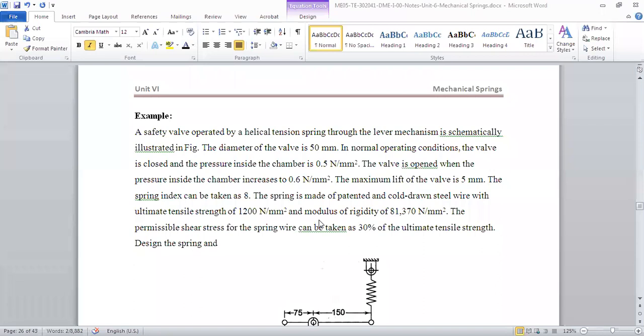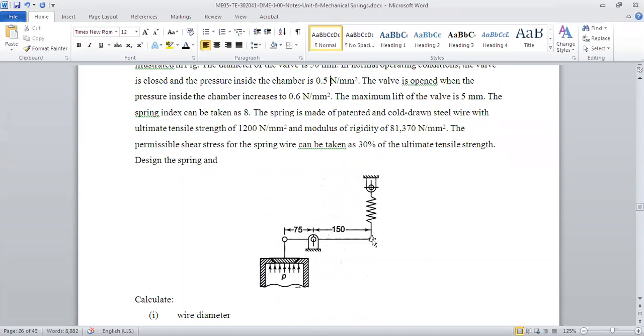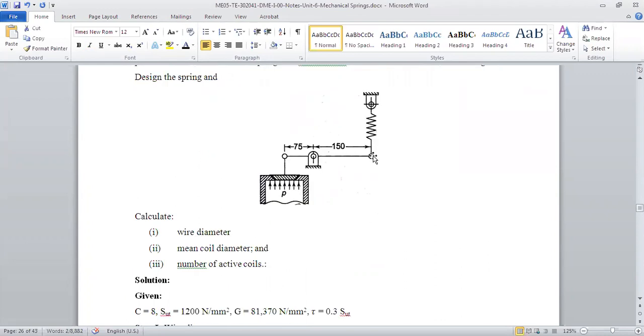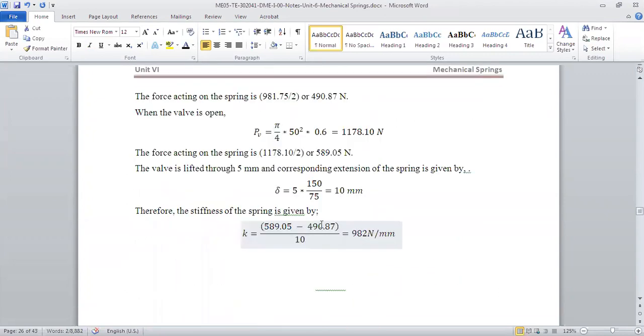So the initial pressure is 0.5 Newton per mm square, multiplied by area will be the initial load in the wall. Double of that will be the initial load in the spring, and the final load will be 0.6 into area. Double of that will be the final load. So we know the initial and final load in the spring. We also know the deflection of the spring, 10 mm. So we can find out the stiffness of the spring.